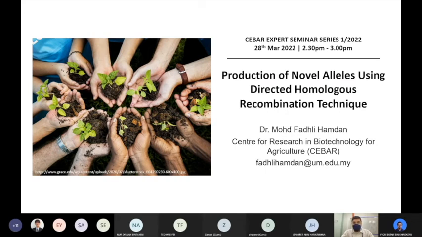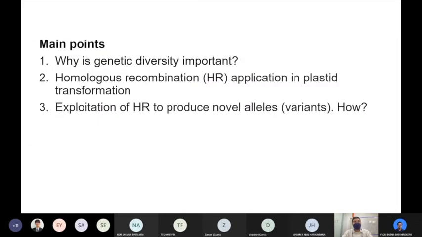So for today, I'm going to be the presenter, and the title is Production of Novel Alleles Using Directed Homologous Recombination Technique. I would like to touch on three main points. The first is why genetic diversity is important. Secondly, the use of homologous recombination application in plastid transformation or chloroplast transformation. And finally, looking at the possibility of exploiting homologous recombination, or HR, to produce novel alleles or new variants, and how can that be done?